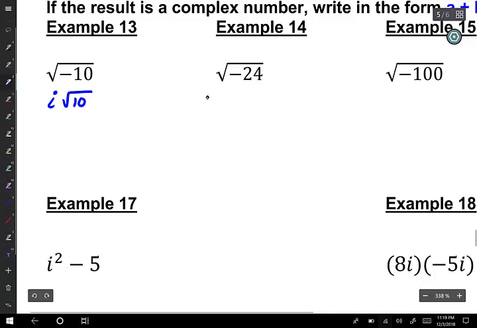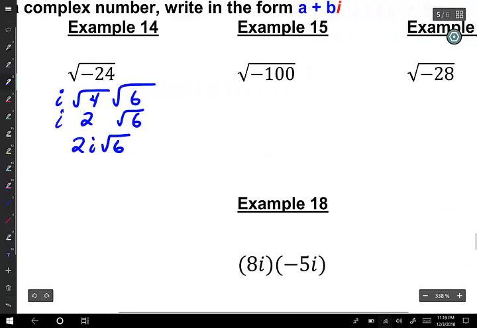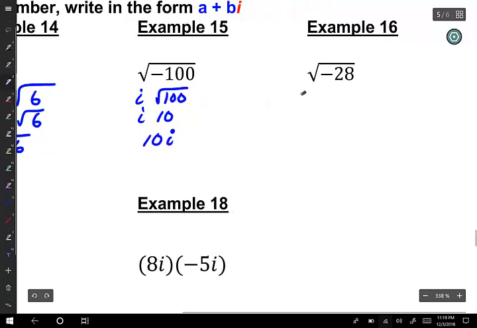So i root 10. Once again, the i comes out, but the 24 breaks down into 4 and 6. 4 is the largest perfect square that goes into 24. So i times 2 square root of 6, but we're going to write this as 2i square root of 6, which is really a more commonly accepted way. The i comes out, and that leaves us with the square root of 100. But the square root of 100 is 10, and so we have 10i. The square root of 28 is going to break down into 4 and 7. The square root of 4 is 2, so we have 2i square root of 7.